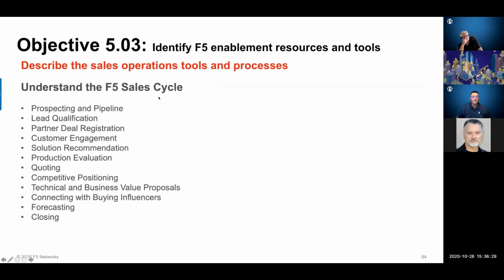Pipeline. Understand the F5 sales cycle. As pre-sales engineers, you're probably not doing a lot of the actual deal registration and all that. But it's important to understand this, because you're working in conjunction with your salesperson in your company, and you're going to be proposing things and building out the bill of materials. Understand, we have tools out there that we work with the partners.